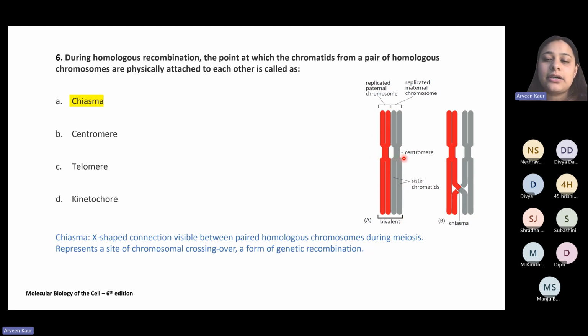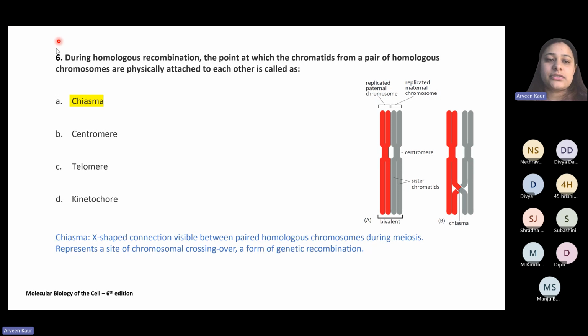In the middle or towards one end, it could be either way, there will be a place wherein the two sister chromatids are bound together. This binding point is known as a centromere. Now, during or after crossing over, this complex forms this kind of structure, an X-shaped connection. Where the two non-sister chromatids are joined together, it is known as a chiasma.